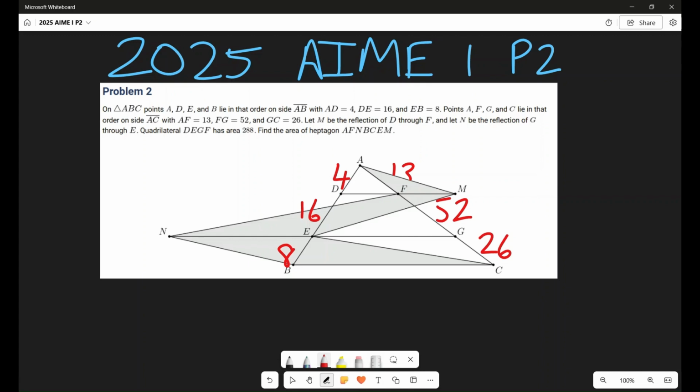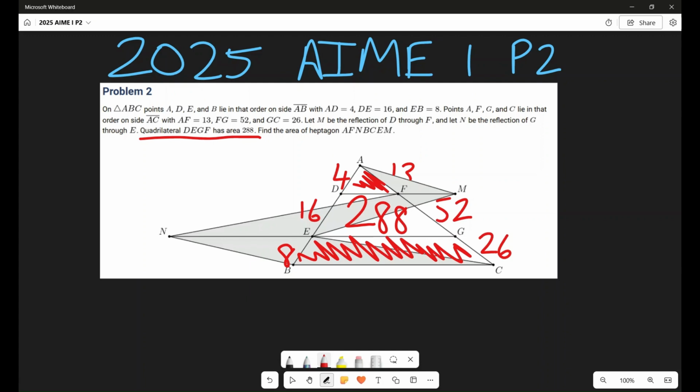Now we go back into the question and we see what piece of information we have not used yet. And we haven't used the fact that this quadrilateral has an area of 288. So let me go ahead and put that in here. Now let's try finding the area of these other sections, which would be this and this. Let's try finding the area of these sections in terms of DEGF.